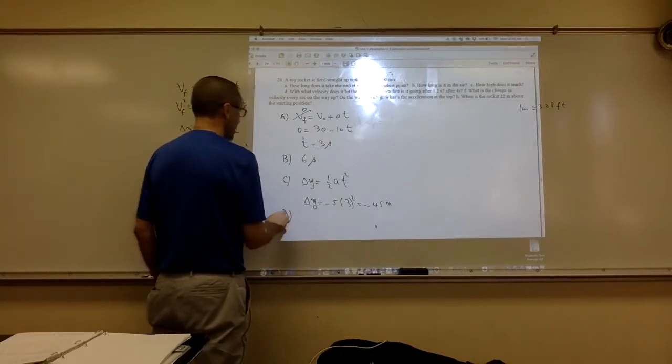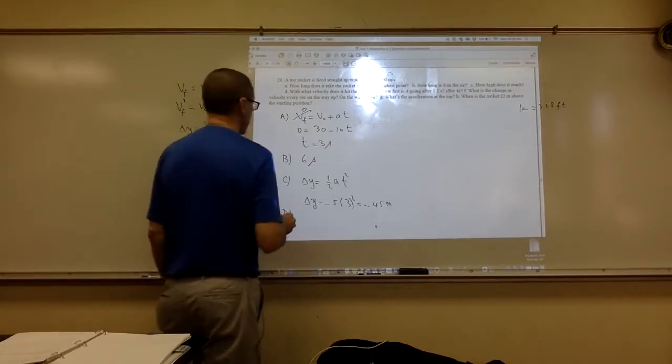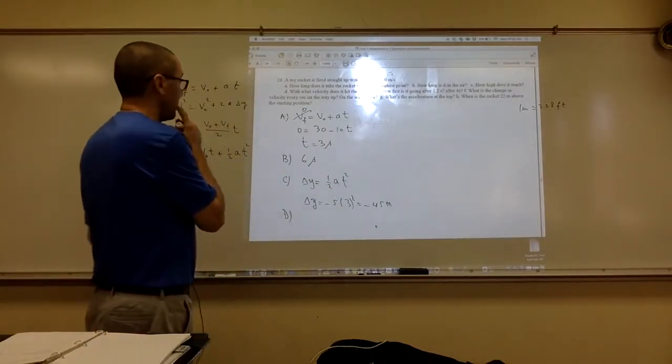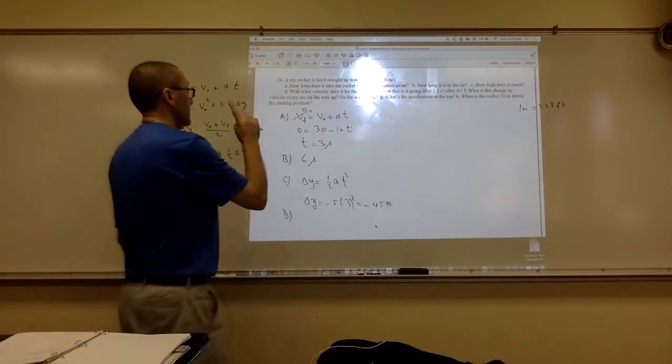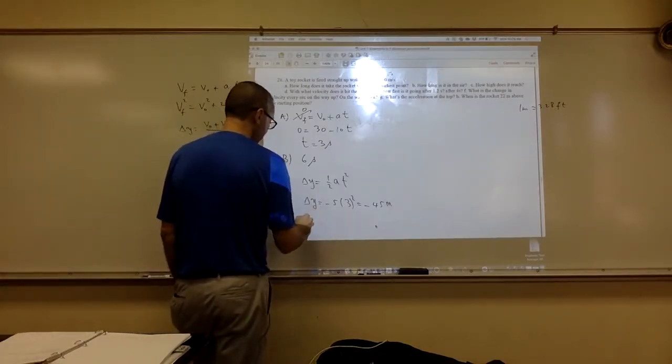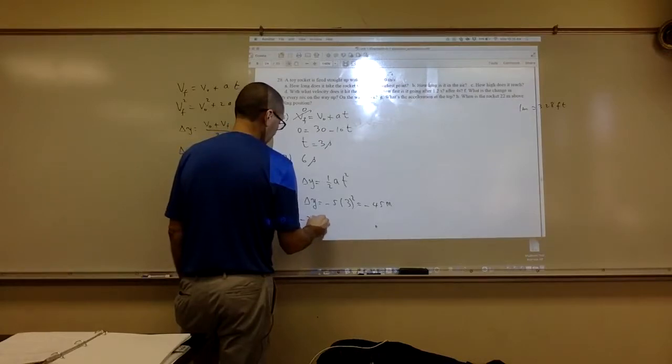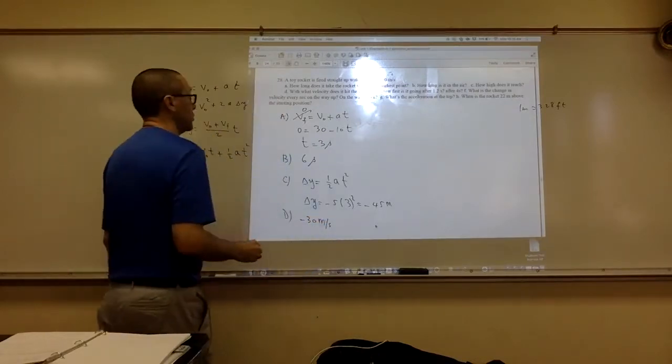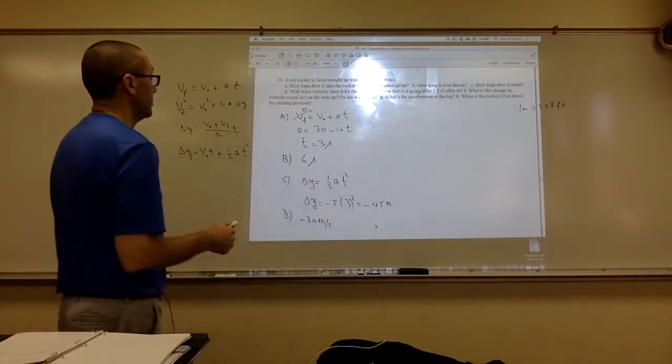D. With what velocity does it hit the ground? Well, if you fire it with 30, it's going to come back and hit with 30, but in the negative direction. So the velocity should be just -30 meters per second. So it's the same speed with a change in direction.